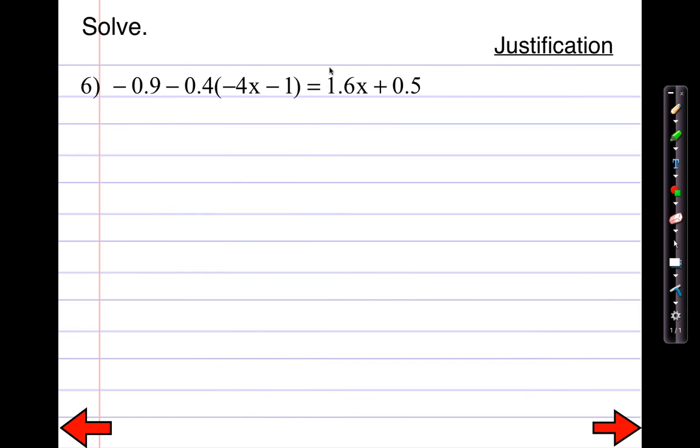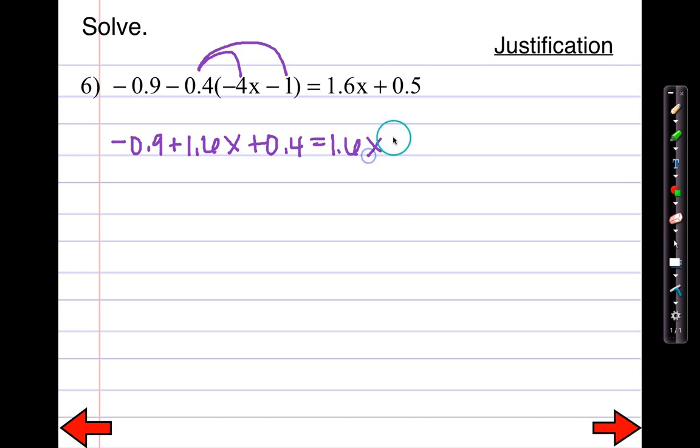Okay, so for number 6, go ahead and pause the video and try this one by yourself. Okay, so let's see how well we did. So first of all, hopefully you see that we should probably distribute. So here, before I forget, let's go ahead and drop this negative 0.9. Negative 4/10 times a negative 4 is going to give me a positive 1 and 6/10 x. This negative 4/10 times negative 1 is going to be a positive 4/10 equals 1 and 6/10 x plus 0.5.